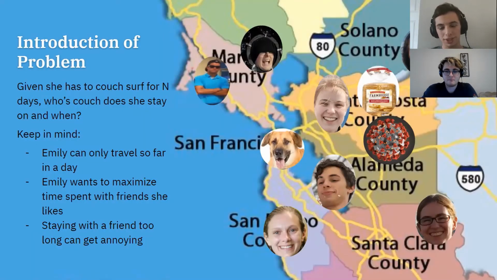This is subject to several constraints. First, Emily can only move so far in a day. She does not have a car, so she is limited to how far she can walk, and she would prefer not to sleep on the streets. Emily would like to maximize the amount of time that she spends with her good friends. And also, the longer she stays with a friend, you kind of get sick of each other. So the more nights she spends with one of her friends, the less happiness will be derived from spending time with that friend.